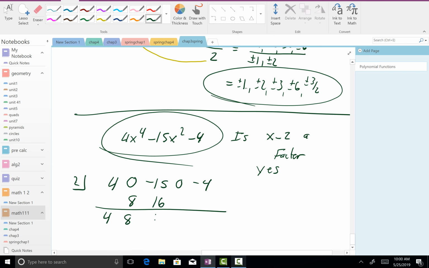But I want you to be able to look at this and say, I can graph this and see a zero at 2, so I know this is a factor. Or I can do synthetic division. I have to have zeros because I don't have an x cubed, I don't have an x. And I can do it that way. That's all we're looking for there.